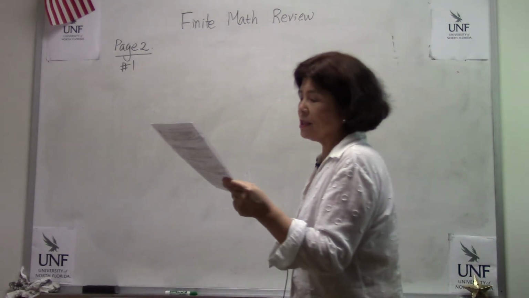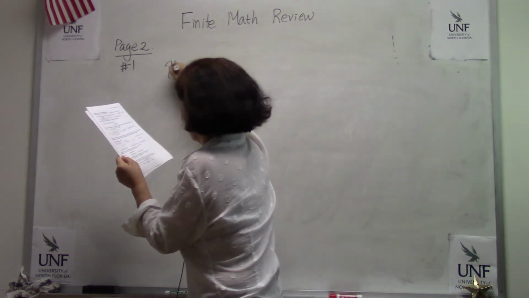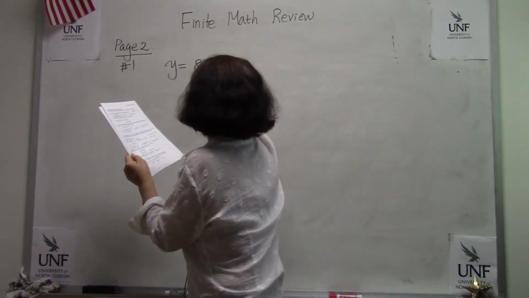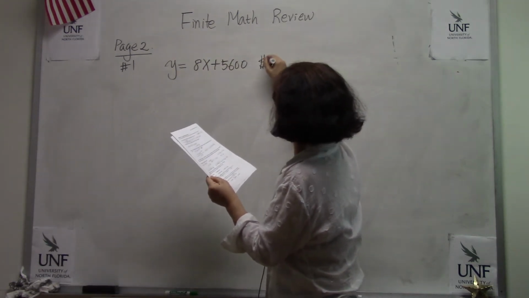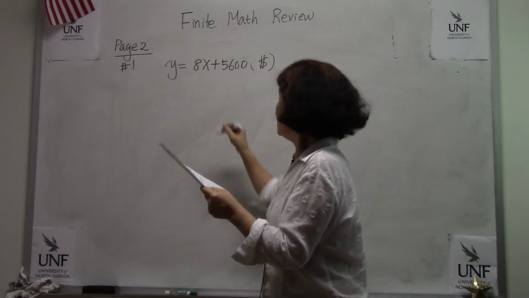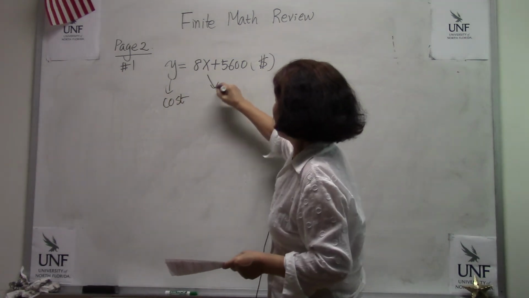Suppose that the cost of making x picture frames is y equals 8x plus $5,600. Okay, so this is a cost, this is a number of frames.